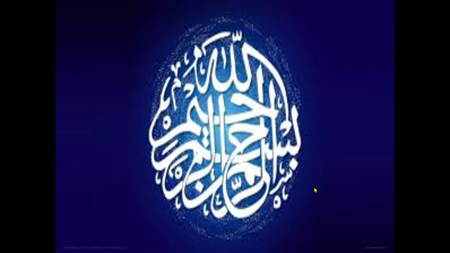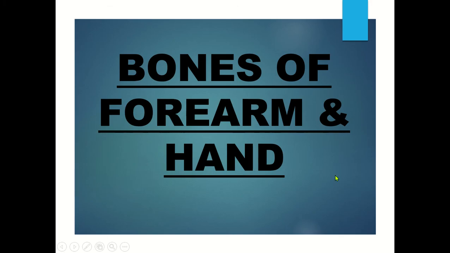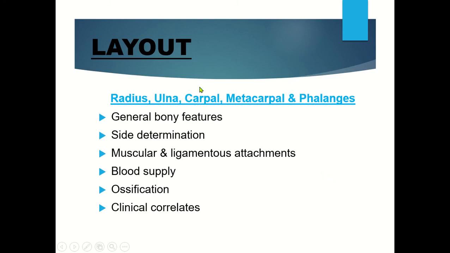Hello guys, today we will study about the bones of forearm and hand. The bones of forearm and hand include radius and ulna, which are present in forearm, and carpal, metacarpal and phalanges. These bones are present in hand.